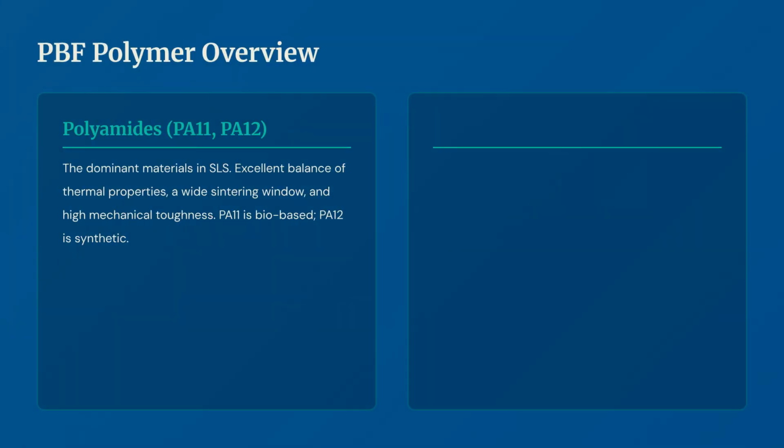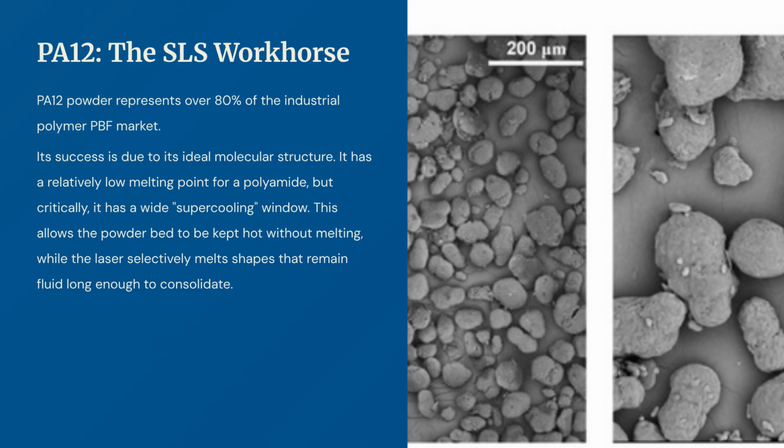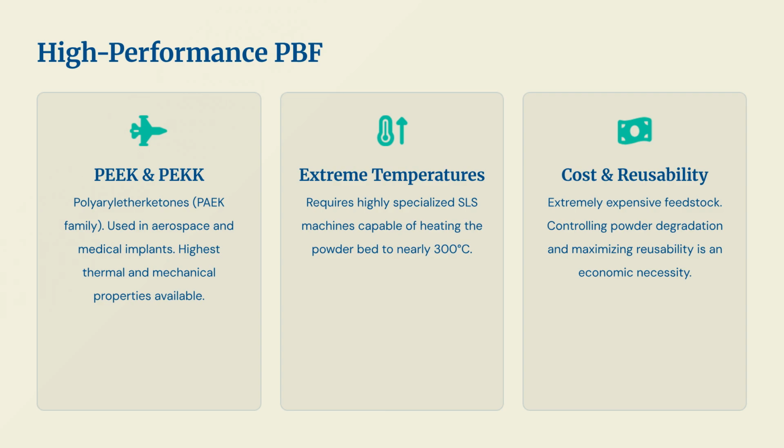Polyamides like PA11 and PA12 dominate the PBF market due to their excellent thermal windows, while TPU is widely used for flexible, rubber-like parts and complex lattice geometries. PA12 is the workhorse of the industry. Its effectiveness lies in its wide supercooling window, which allows for stable operation in the powder bed while enabling precise laser sintering. High-performance materials like PEKK offer superior mechanical and thermal properties, but require specialized machines capable of maintaining temperatures near 300 degrees Celsius during production.